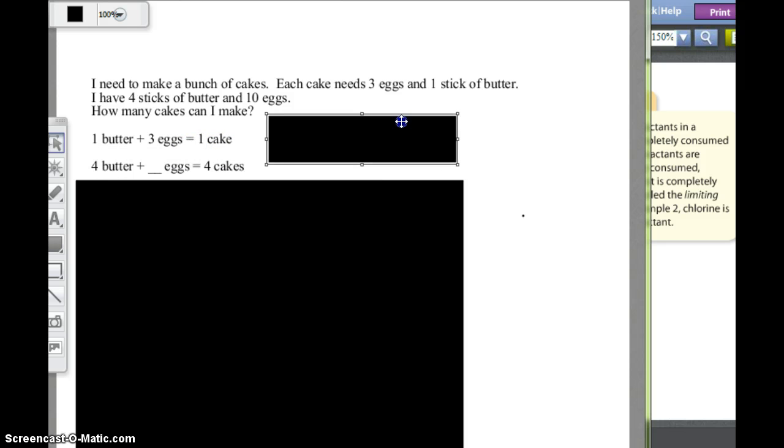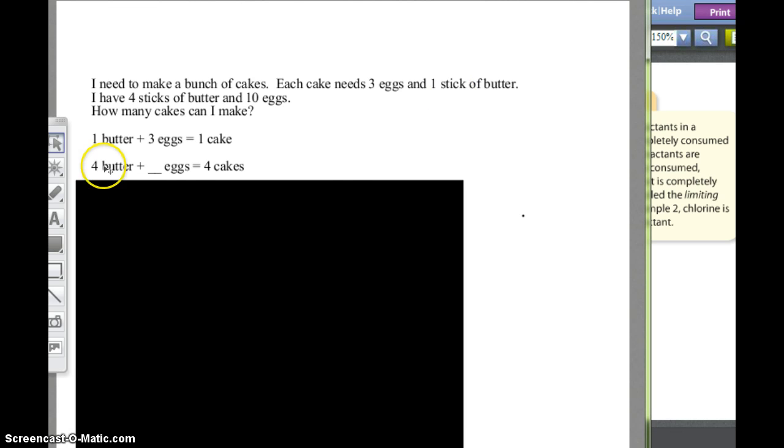So now I can look at how much of everything I have. So if I have 4 butters, how many cakes can I make? I can make 4 because for every 1 butter, I make 1 cake. So 4 butters, 4 cakes. How many eggs do I need? Well, if 1 cake takes 3 eggs and I want to make 4 cakes, 4 times 3 is 12. I need 12 eggs. Can I make 4 cakes? Well, I only have 10 eggs, so no, I can't. I can't make 4 cakes. So my eggs are my limiting reactant.